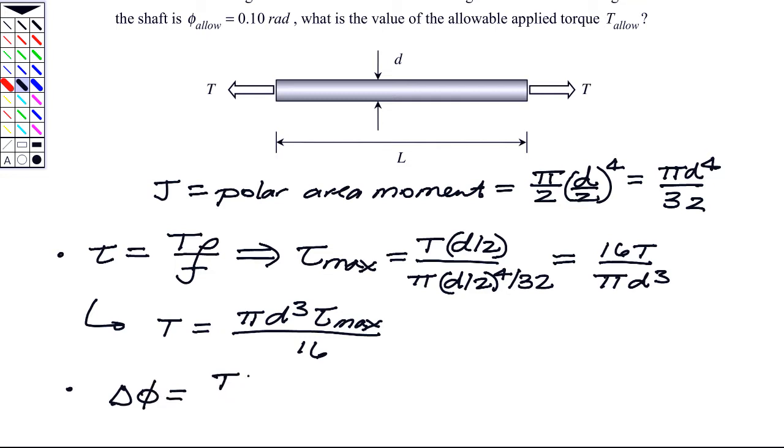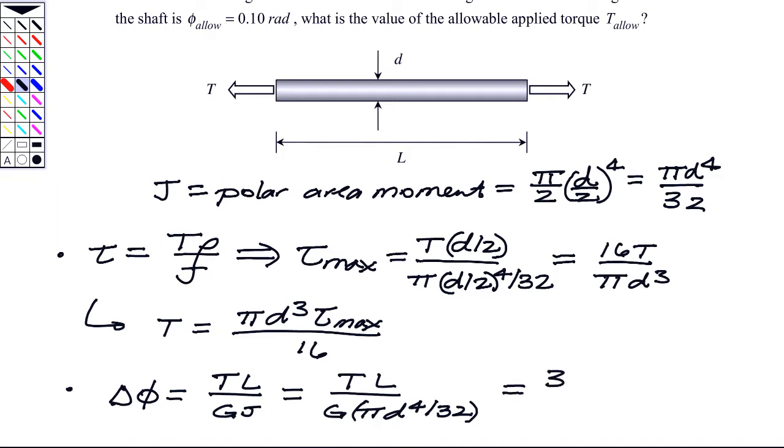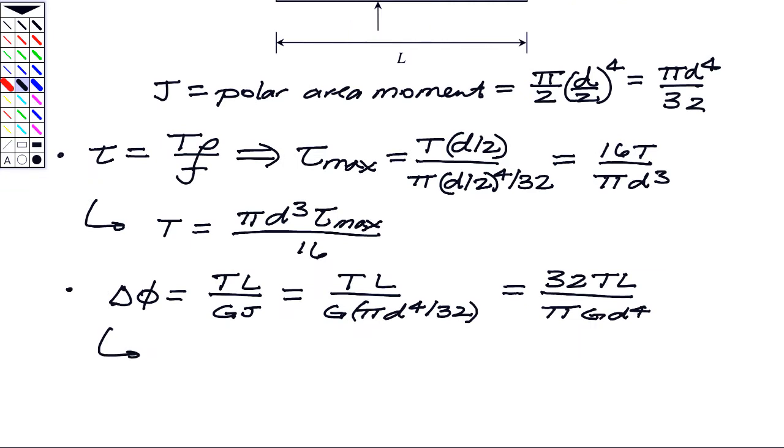That's TL divided by GJ, where G is the shear modulus of the material. This is TL over G times J, of course, which is pi d to the fourth over 32. So this is equal to 32 torque times the length of the shaft divided by pi G d to the fourth. From this, I'll solve for the value of torque in terms of the angle of twist, so that becomes pi G delta phi d to the fourth divided by 32L. So these are the two equations we have.